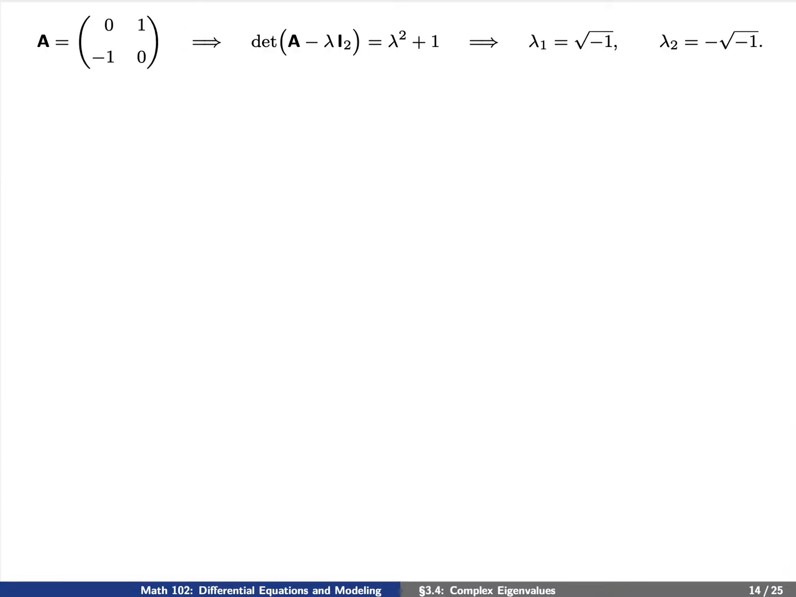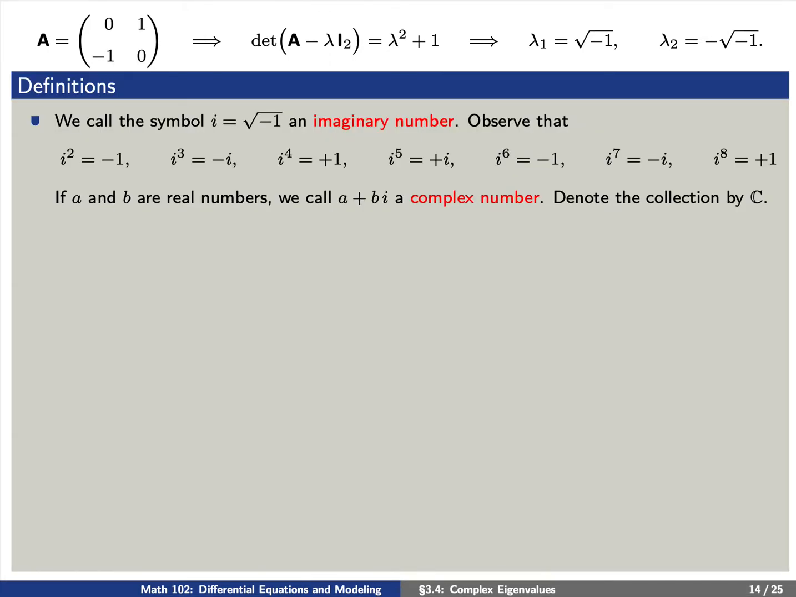Let's consider a special case to get an idea of what might happen here. Let's consider the matrix A, 0, 1, minus 1, and 0, which has the characteristic polynomial lambda squared plus 1. In this case, we will involve the square root of minus 1. We'll use this to make some definitions.